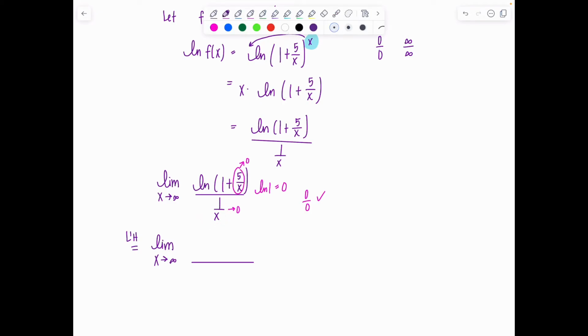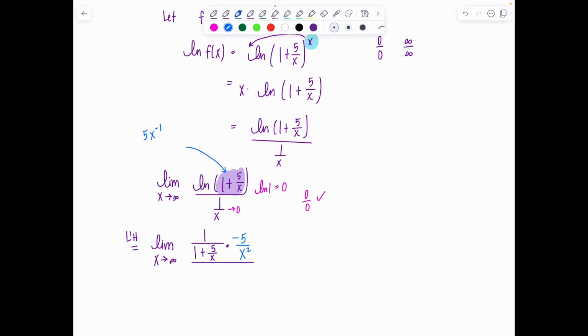So the derivative of natural log of something is always 1 over the something, 1 plus 5 over x, times, I have to do the chain rule and multiply by the derivative of what's inside, yes? Okay, so what's the derivative of 1 plus 5 over x? Derivative of 1 is 0. If you want to remind yourself, 5 over x is 5x to the negative first. So its derivative would be negative 5x to the negative second, or negative 5 over x squared. Okay, that's the derivative of the top.